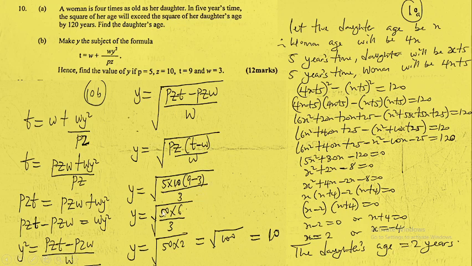5 times 10 will give us 50. 9 minus 3 will give us 6 over 3. 3 can go into 6 two times. 2 times 50 will give us 100. Then the square root of 100 will give us 10. So the value of our y is 10. So that is the solution to question number 10 of NECO 2020, the theory part.